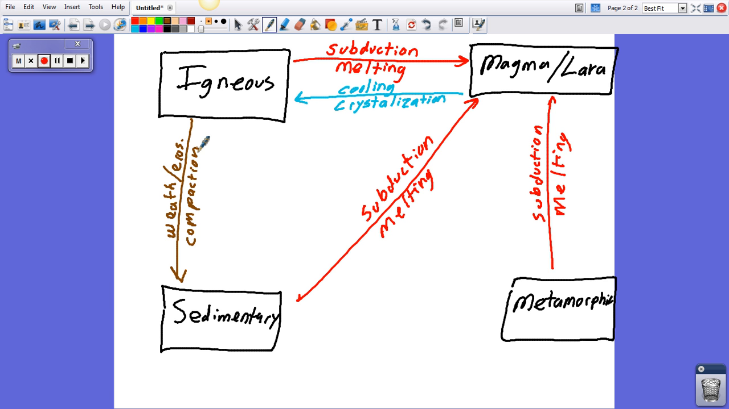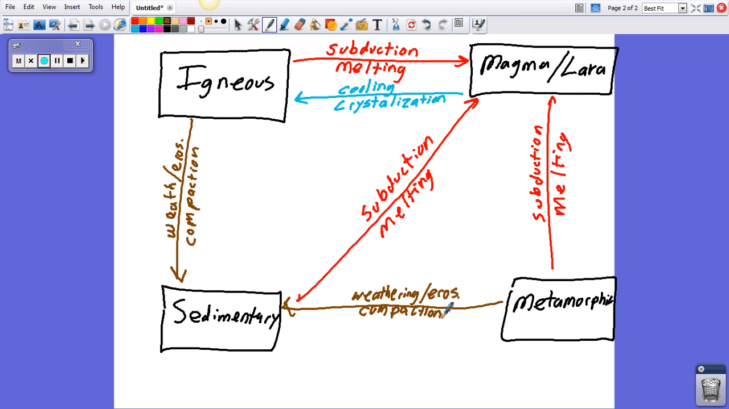Same thing with metamorphic rock. This can certainly be broken down and carried away and compacted together. Erosion, and then compaction and cementation. So I'll just write out compaction. All right, now we've got, let's see, metamorphic rock left.